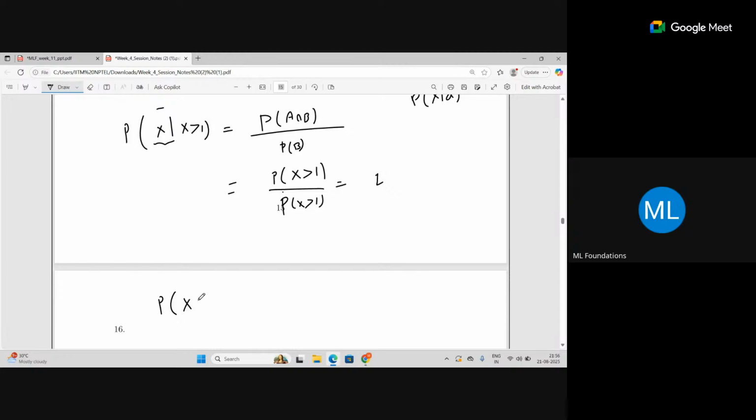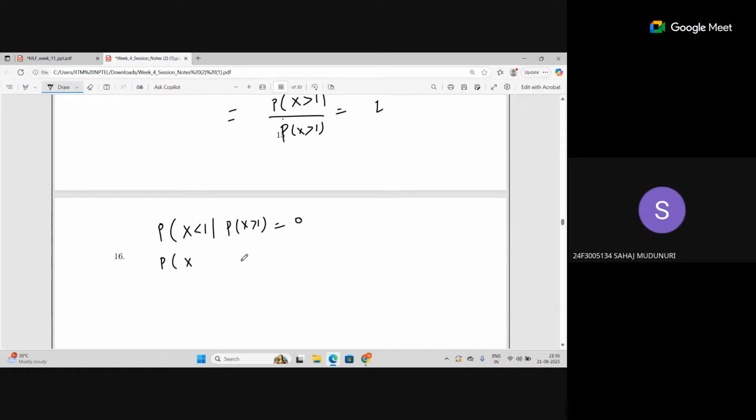Let's say, what is the conditional probability that x is less than 1, given x is greater than 1? That has to be 0, because there is no intersection between them. The next one is between 1 and 2. Between 1 and 2 should be 1, right? It will be x greater than 1 by x greater than 1, since the common intersection area is x greater than 1. What is the answer given there?